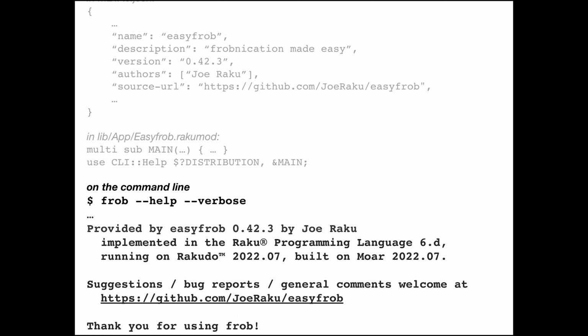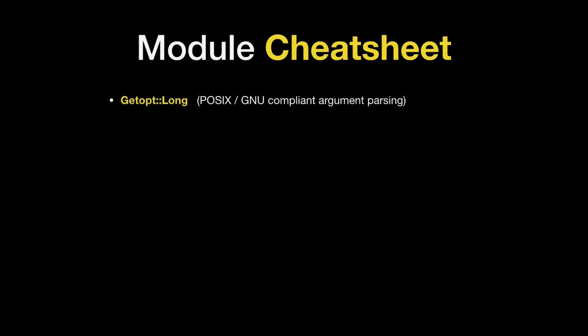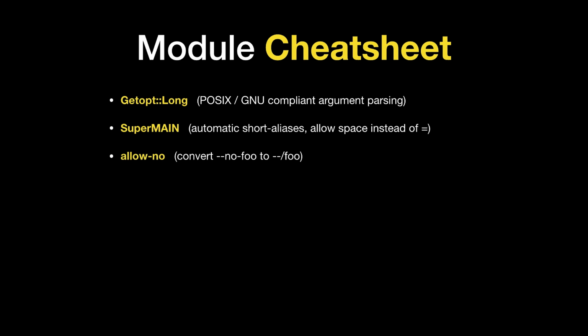And of course, you can have a verbose version of that, and that basically tells you the author and the name of the script, the version, how it's implemented and where the Git URL is, and it will thank the users for using the script. Ain't that nice? So have a look at the modules cheat sheet that we have so far. Getopt::Long gives you POSIX compliant argument parsing, SuperMAIN gives automatic short aliases and allows space instead of equal sign, Converts allows no, converts no-foo to foo, or vice versa actually. Anyway, you get the picture.